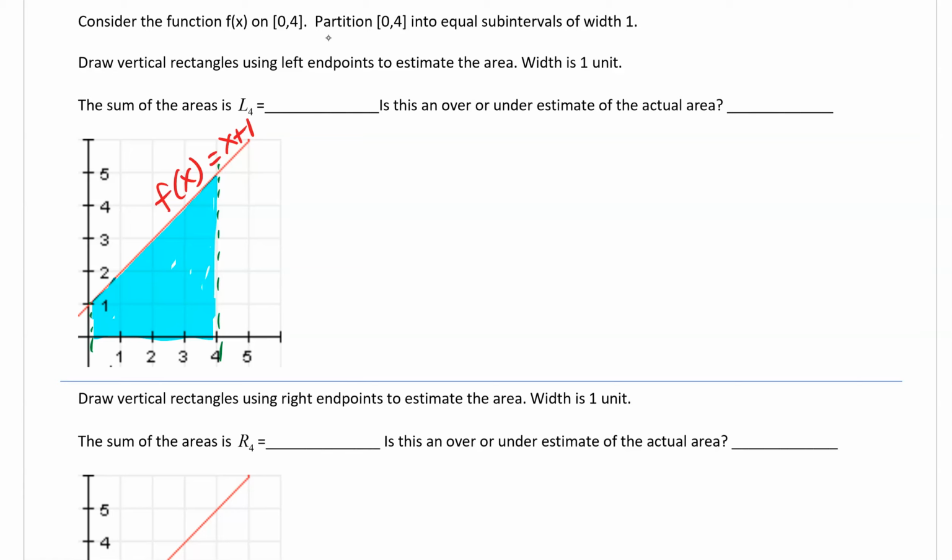And what we're going to do is create rectangles underneath it that give us that approximation. So the first one is a left 4. So that means we're going to take this width here and cut it into 4 parts. So you can already see that it's from 0 to 4. So we're going to go like this. If we put in 3 lines, it breaks it into 4 parts. So let's take a look and see what this looks like before we start.